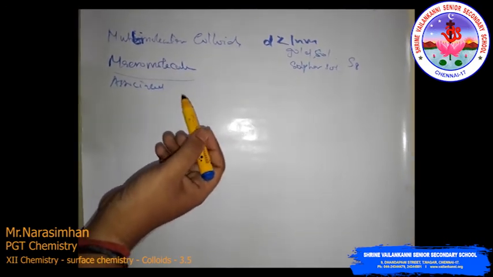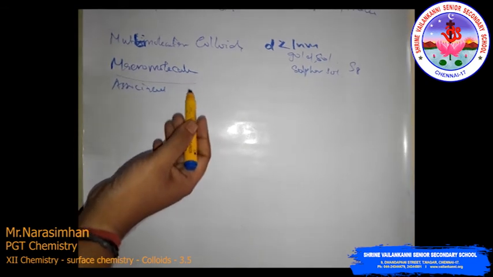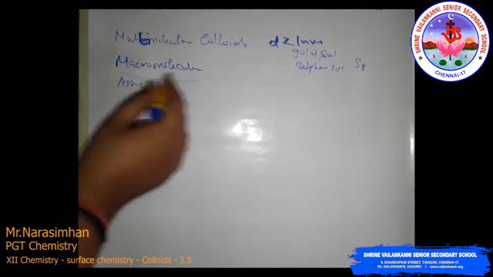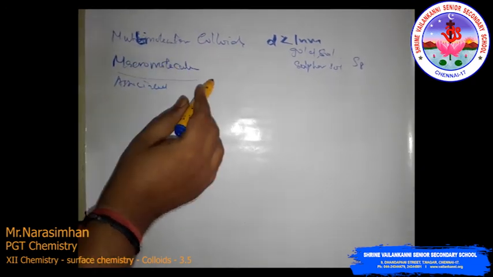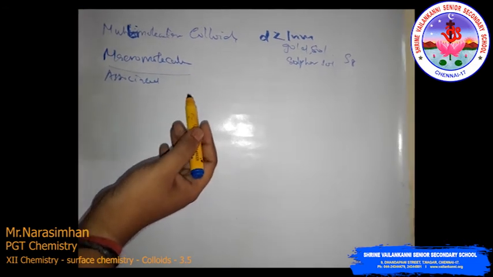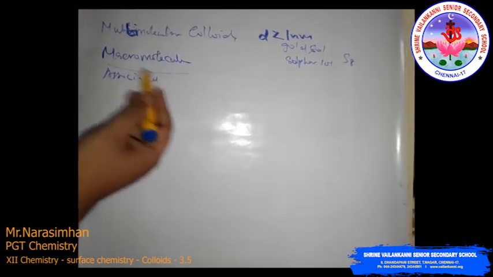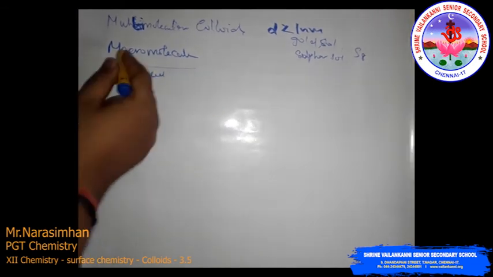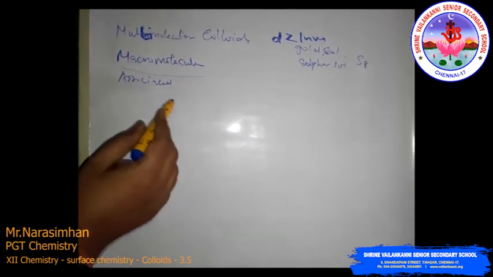Examples: naturally occurring macromolecules like cellulose, starch, proteins, enzymes. So these are called the macromolecular colloids. Then some synthetic preparations, like synthetic rubber, polythene, nylon 6,6, polyester. These are also examples of macromolecular colloids.